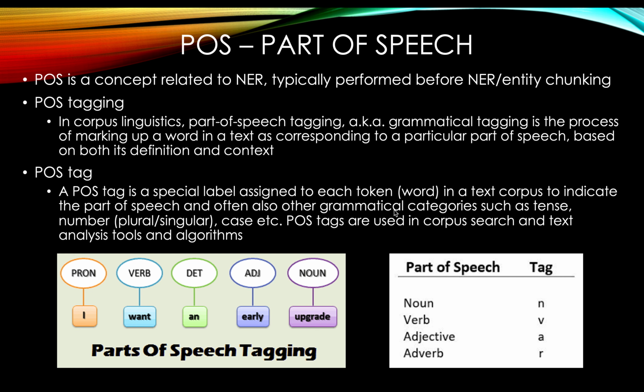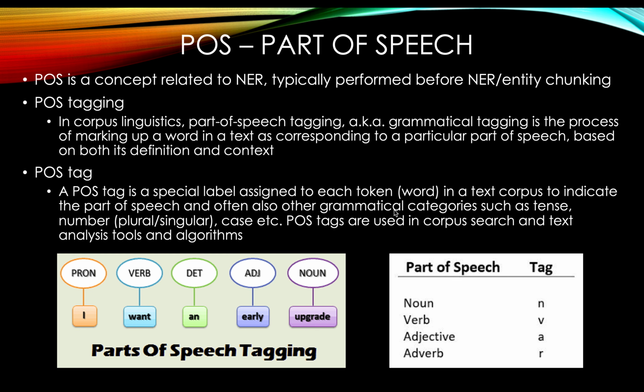POS, part of speech, is a concept related to named entity recognition. It is typically performed before the NER and the entity chunking. So what is POS tagging? In linguistics, part of speech tagging, also known as grammatical tagging, is the process of marking up a word in a text as corresponding to a particular part of speech based on both its definition and context. So a POS tag is a special label assigned to each token, or word, in a text corpus to indicate the part of speech and often other grammatical categories such as tense, number, case. POS tags are used in corpus search and text analysis tools and algorithms.